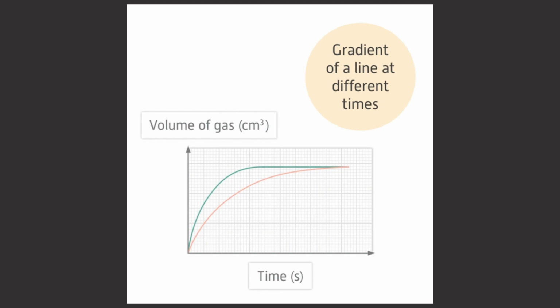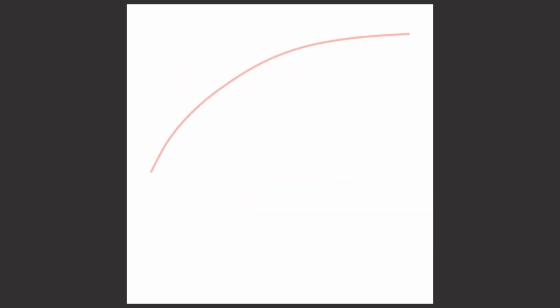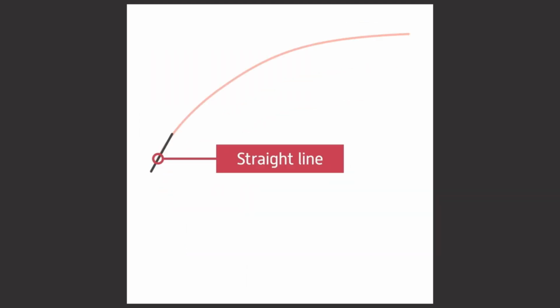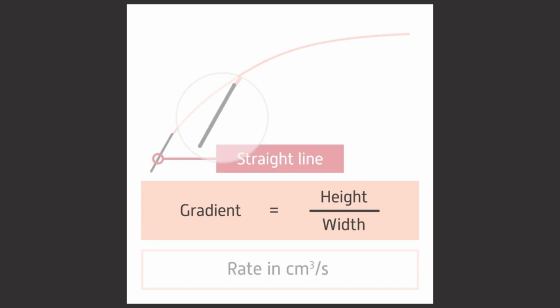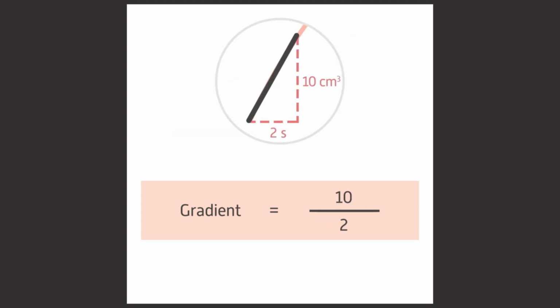Calculating the gradient of a line at different times will give you a measurement for the rate of a reaction. At the start of each reaction, the line is straight. The gradient of a straight line is easy to calculate. The gradient is the height of the straight part of the line divided by the width. The gradient will give you the rate in cubic centimetres of gas per second. In the example shown in the image, it is 10 divided by 2, which equals 5 cubic centimetres per second.